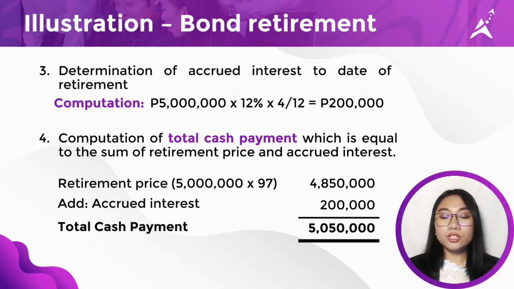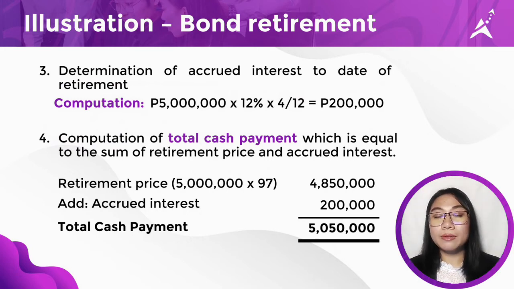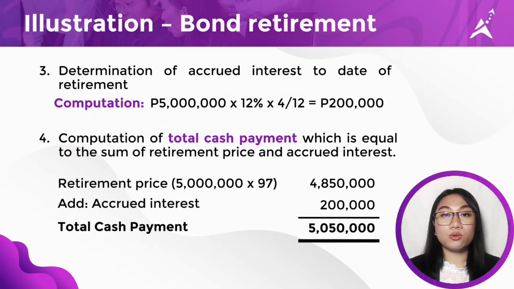So, in number three, determination of accrued interest to date of retirement. Ang ide-determine naman natin ay accrued interest. So, what we'll be doing is to compute 5 million pesos multiplied by the 12% and then times 4 over 12. It will be equal to 200,000 pesos. Again, our computation for this is 5 million times 12% times 4 over 12.